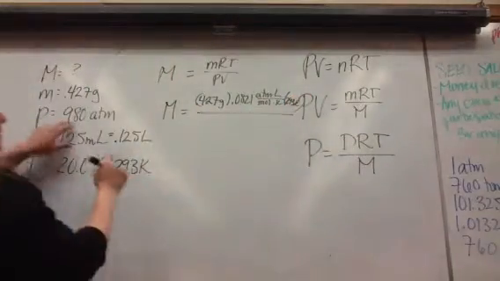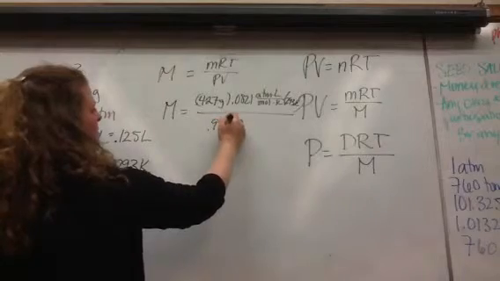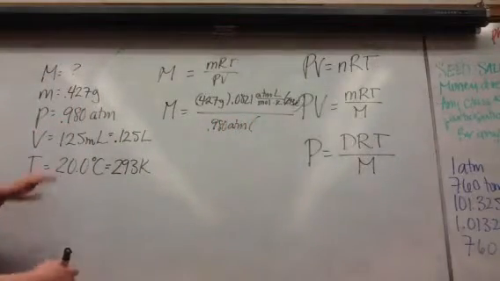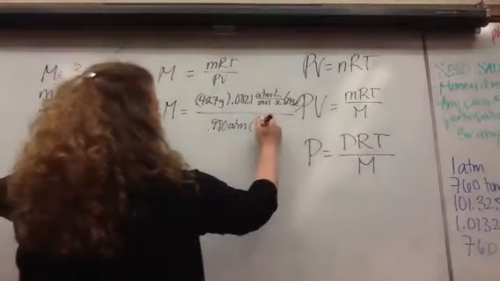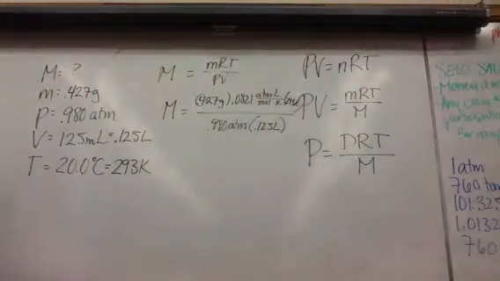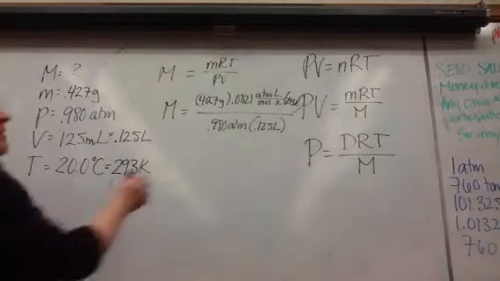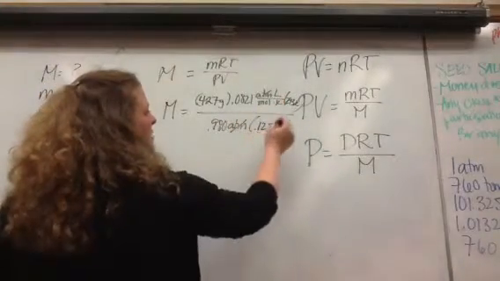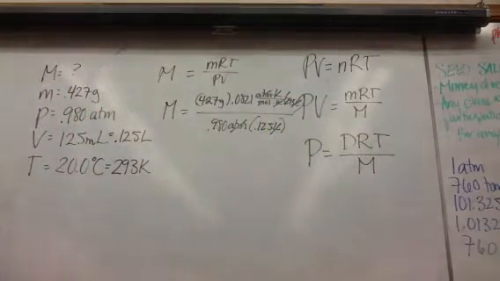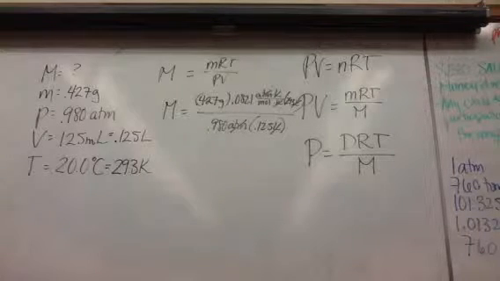over 0.980 ATMs times 0.125 liters. Okay, let's check our units. ATMs cancel. Liters cancel. Kelvins cancel. What are we left with? Grams and moles. Grams divided by moles. Is that what we want for molar mass? Yeah.